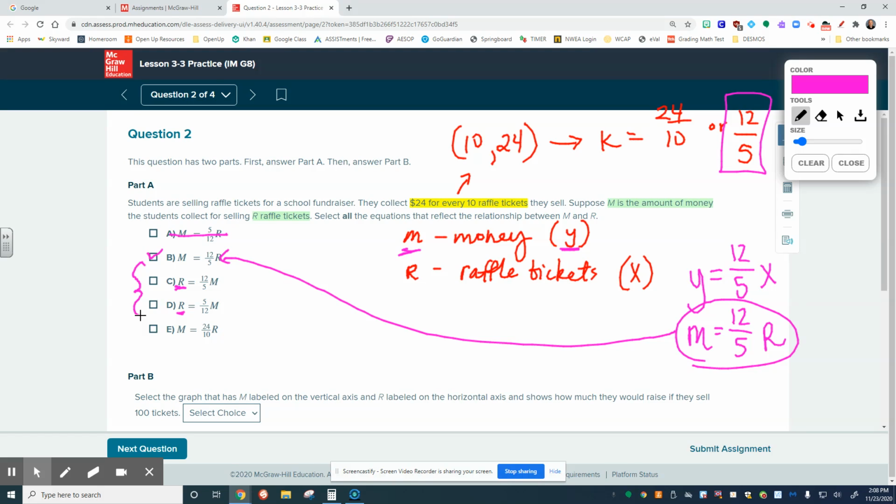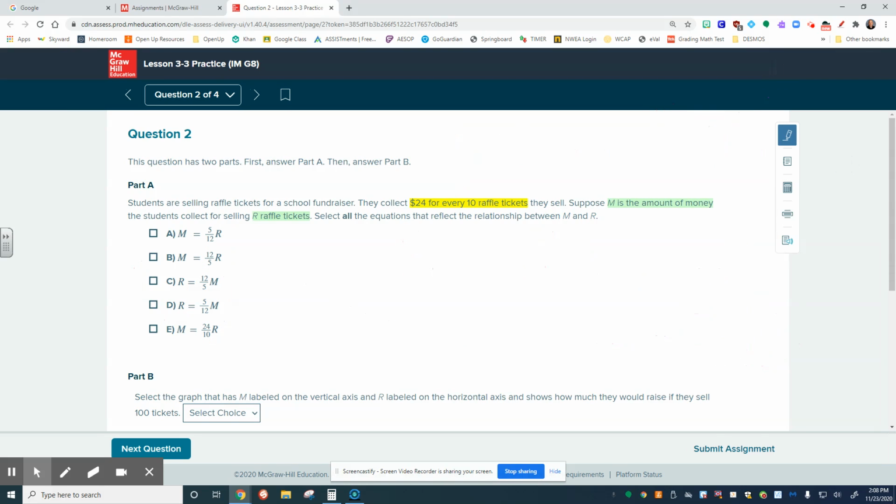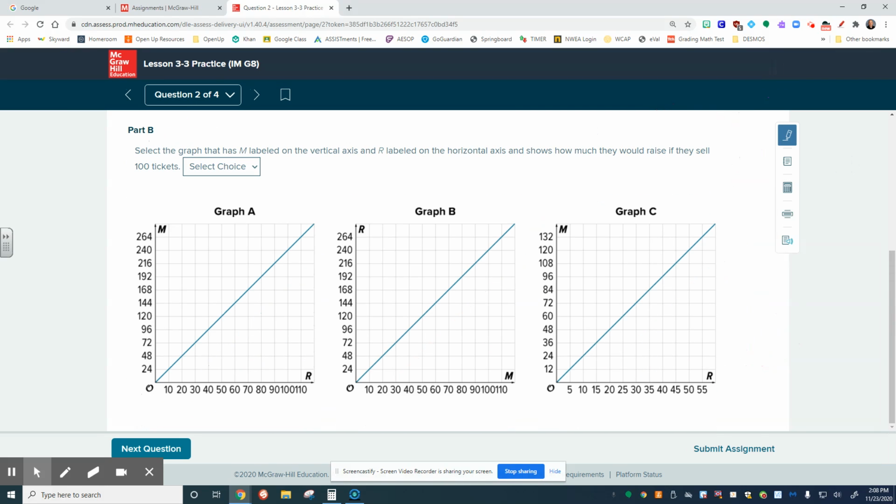Looking at letter E and where that comes from, the only difference I see between this one and letter B is the 12/5. And this one looks like it's just been reduced from this one. So letter E would also be one of those situations that would work. Again, pick between C or D, figure out which one of those is going to work the right way. Working our way down to the next problem.